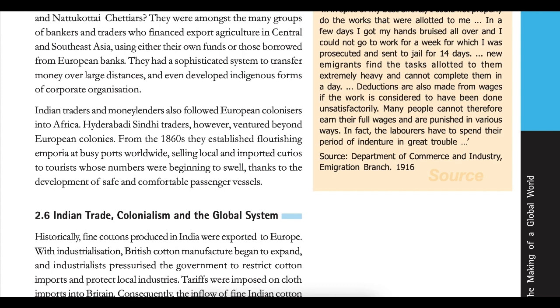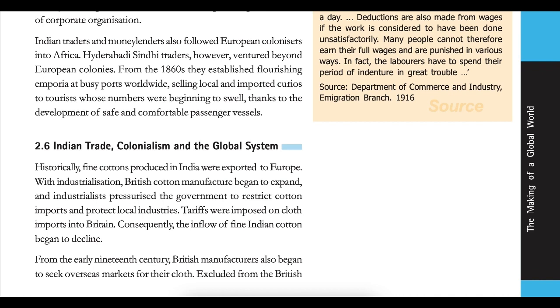Indian traders and moneylenders also followed European colonizers into Africa. Hyderabadi Sindhi traders, however, ventured beyond European colonies. From the 1860s, they established flourishing emporia at busy ports worldwide, selling local and imported curios to tourists whose numbers were beginning to swell thanks to the development of safe and comfortable passenger vessels.